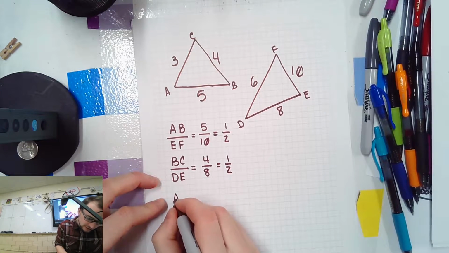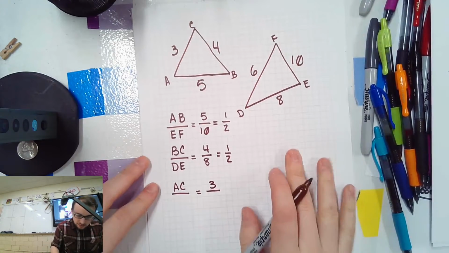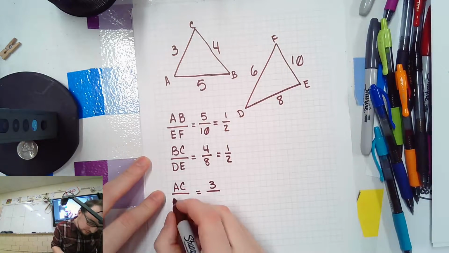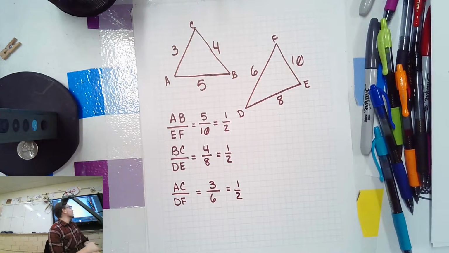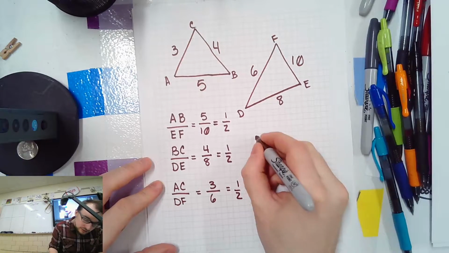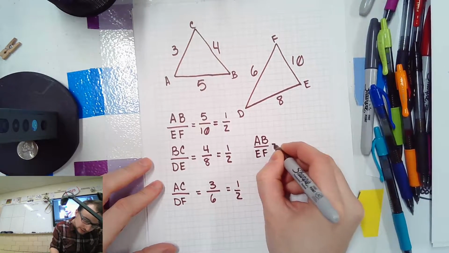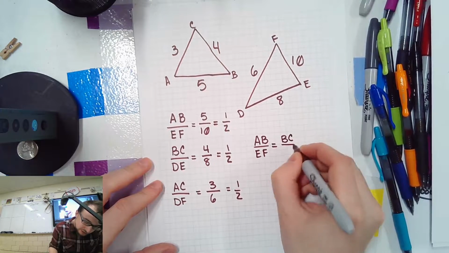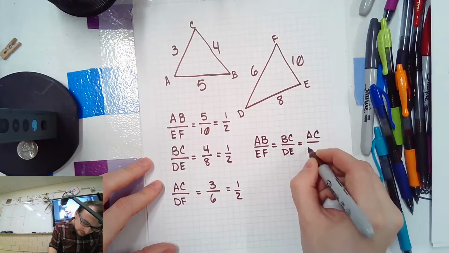Lastly, let's talk about AC. AC is 3, and it relates to DF over here, 6, which is also a half. So another way to write this is this. I think so far you guys are like, okay, so what, who cares? I see it. Another way to write this is to say AB over EF equals BC over DE equals AC over DF.